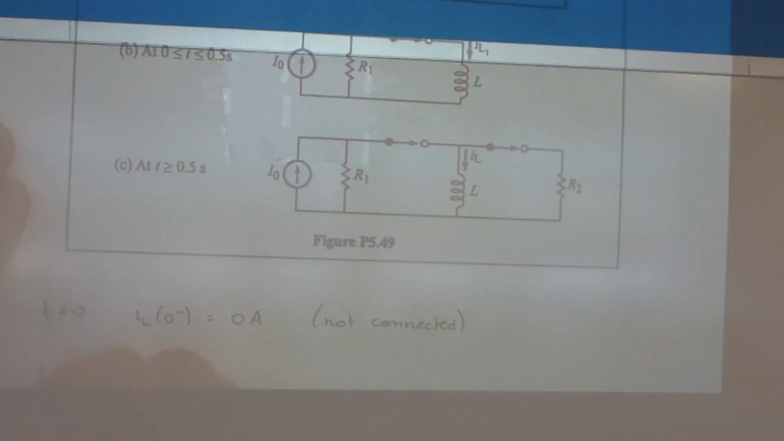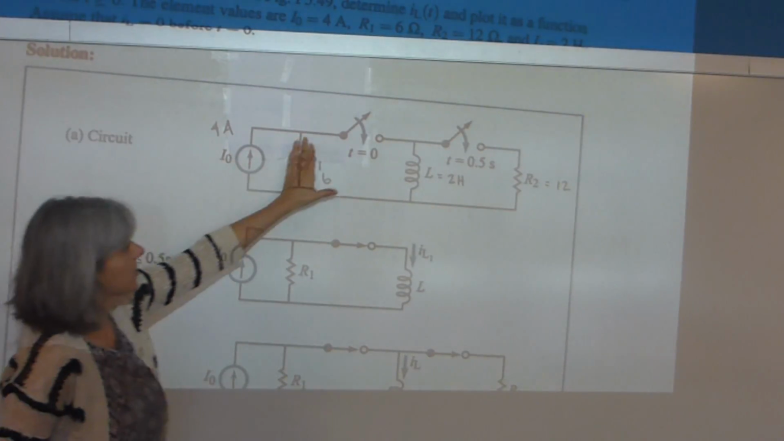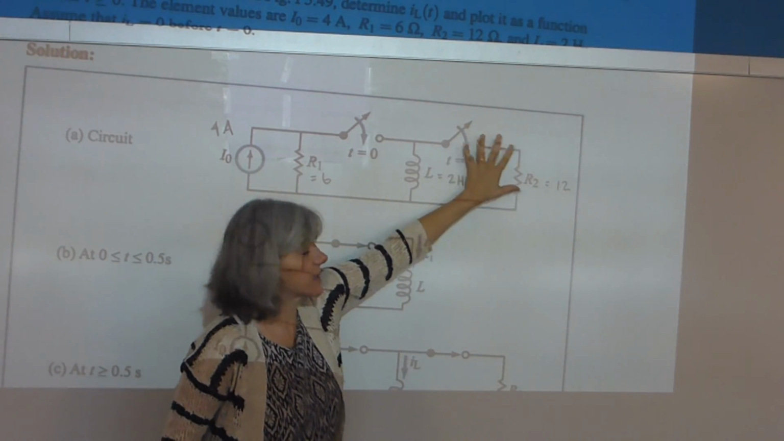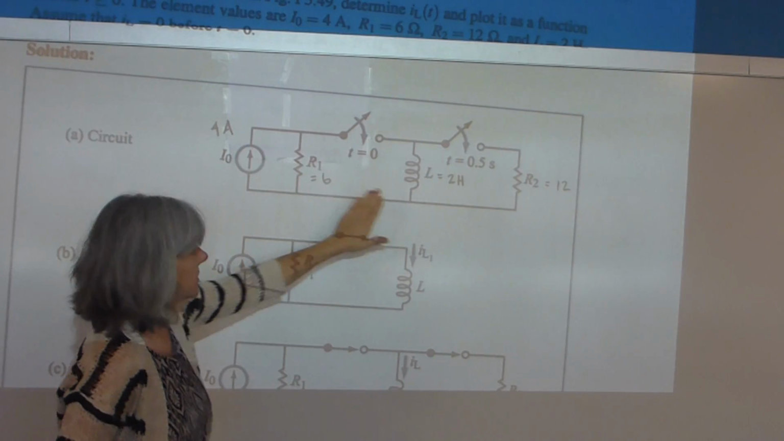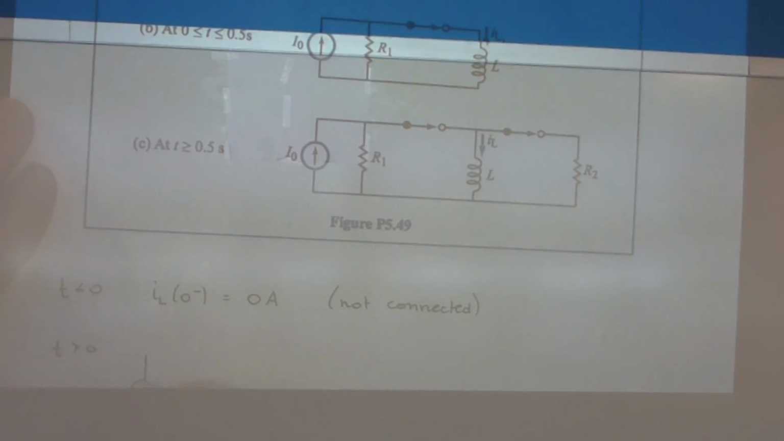Okay, so now we have t greater than 0. When t is greater than 0, let's take a look at our original circuit. When t is greater than 0, this switch closes, this switch is still open. So that means this resistor is not in play, only these 3 branches. Okay, so that one's going to be pretty easy. It's already laid out for us in the form that we need. So what was this? 4 amps, 6 ohms, and 2 henry.